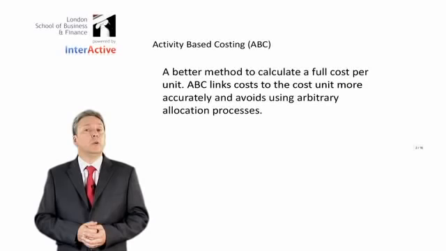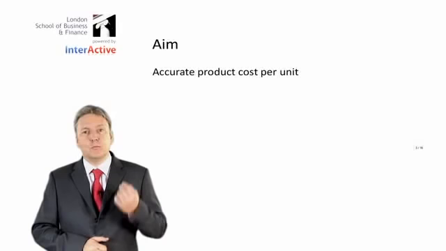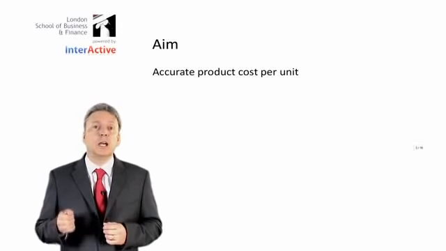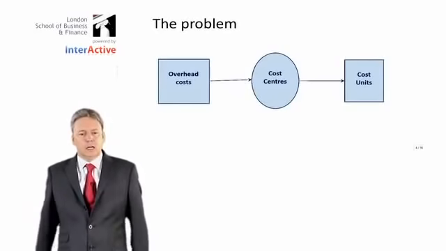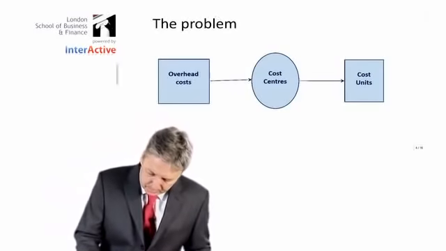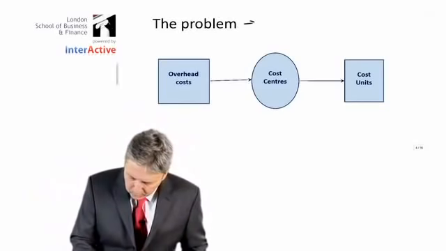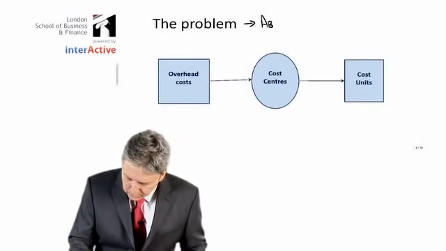So what is our aim? Well, our aim is very simple. It is to calculate an accurate product cost per unit. A cost per unit that we can justify and hence use for further management accounting analysis. Let's start at the very beginning. Let's look at the problem. The problem relates to the use of absorption costing.